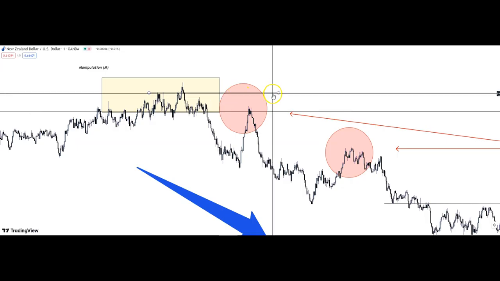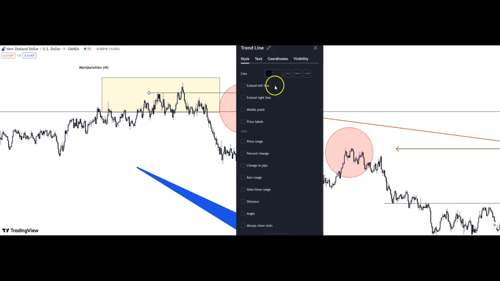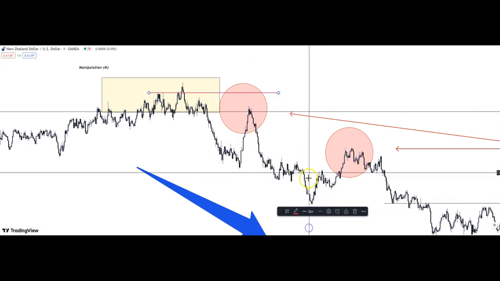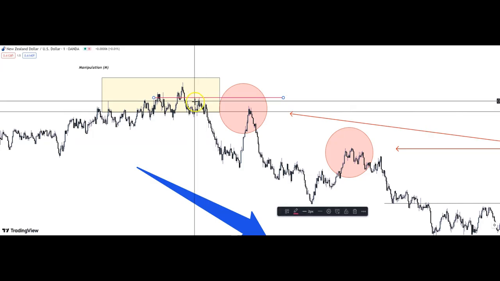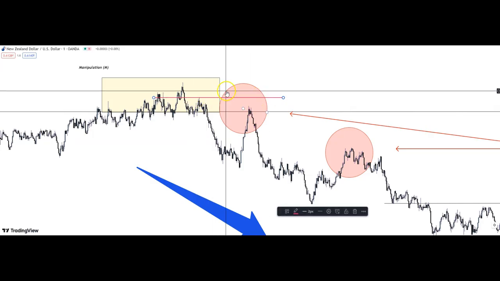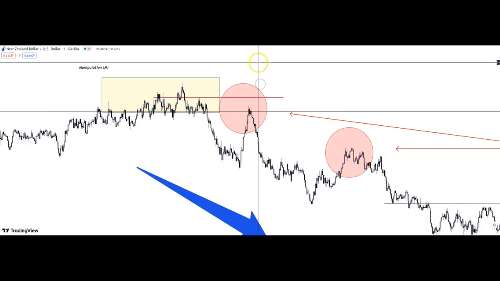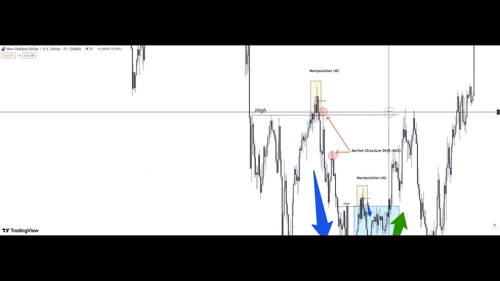So now, if I were to enter here, let me change the color so we can see it better. I want to make it a little thicker so we can see. So if the entry is here, because this is the actual market structure shift. So now what do we have? We have the manipulation and we have the market structure shift for you to enter, right? And if we go back up to the 15-minute time frame, this is what will give you a clean entry.